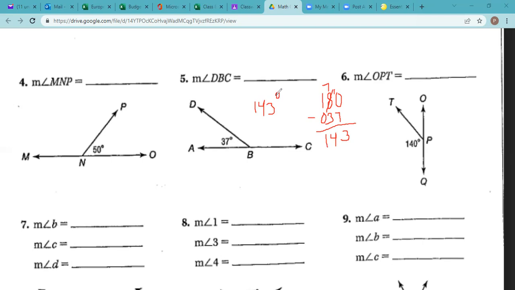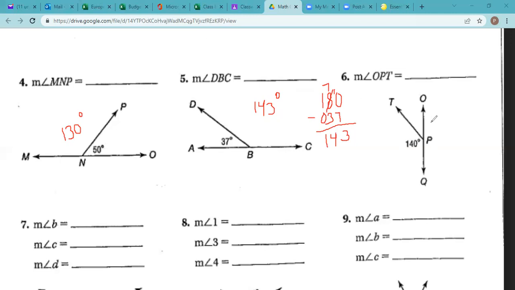So go ahead and pause the video and do number 4 and 6, and I will tell you what the answers are. All right, so your answer to number 4 will be 130 degrees for angle PNM, or you can say it vice versa, angle MNP. Okay, once you find the sum of 130 plus 50, that adds to 180 degrees.